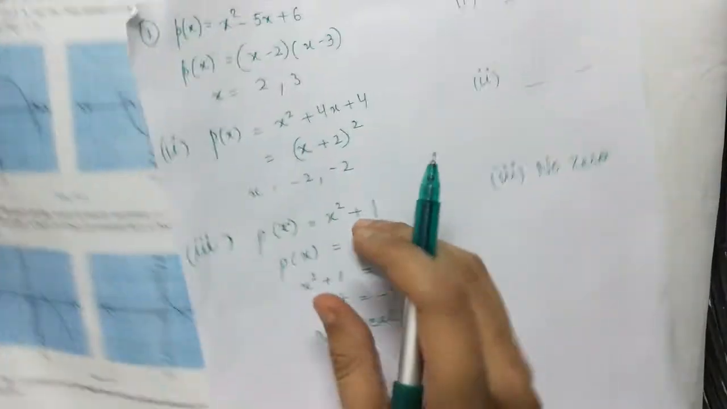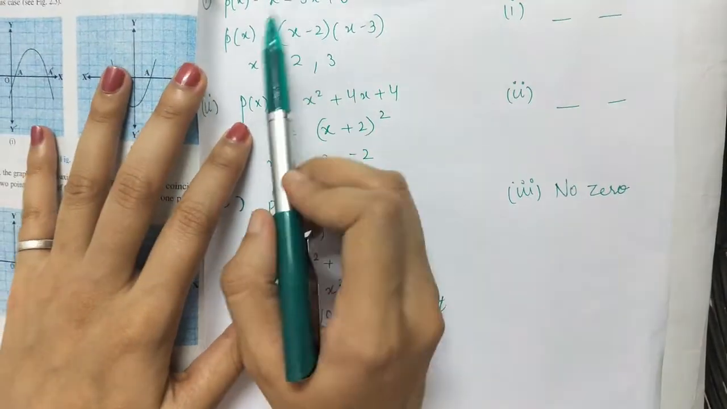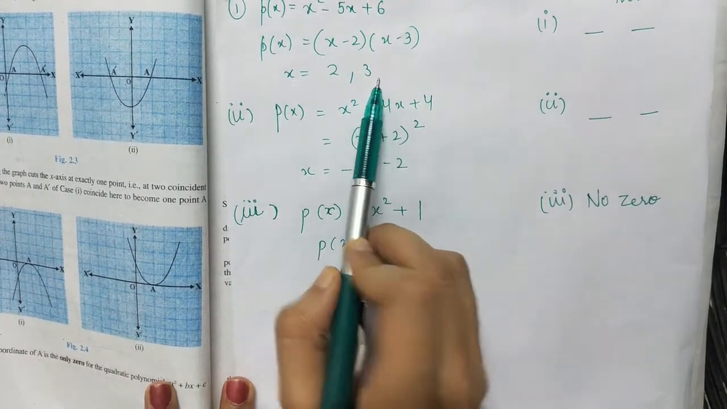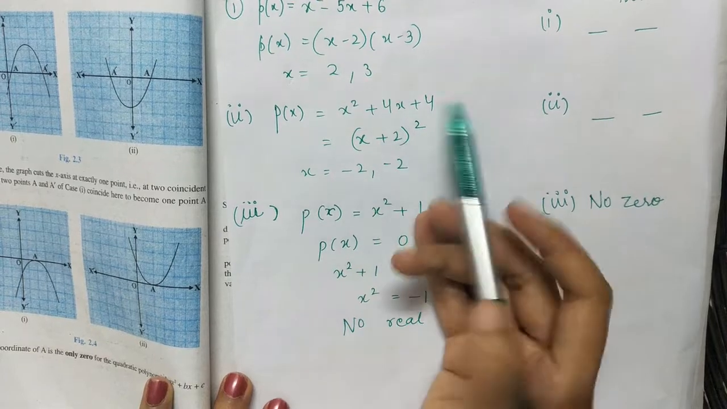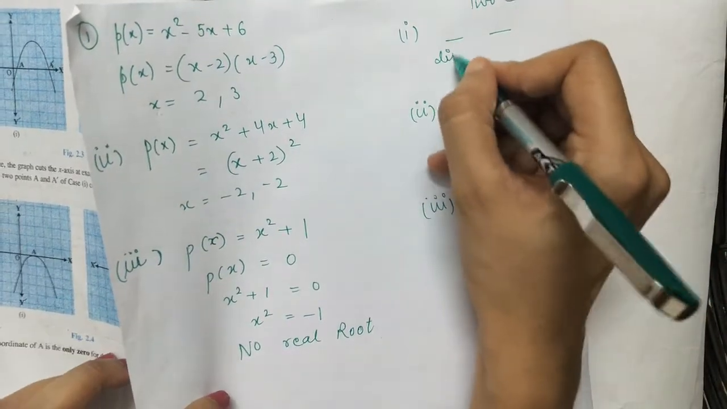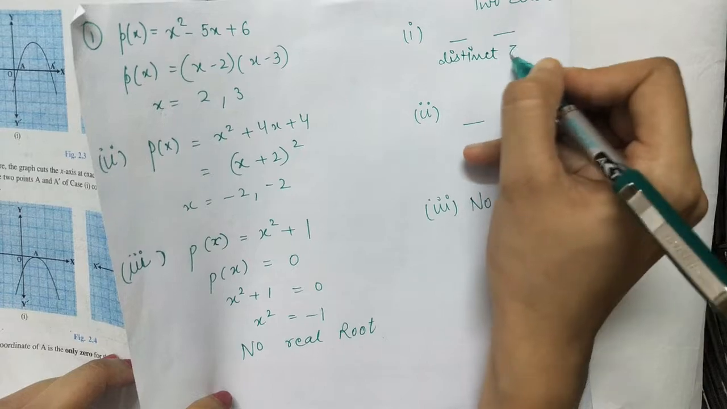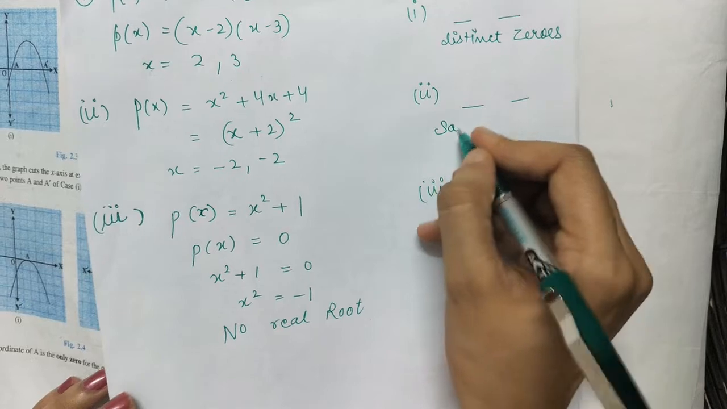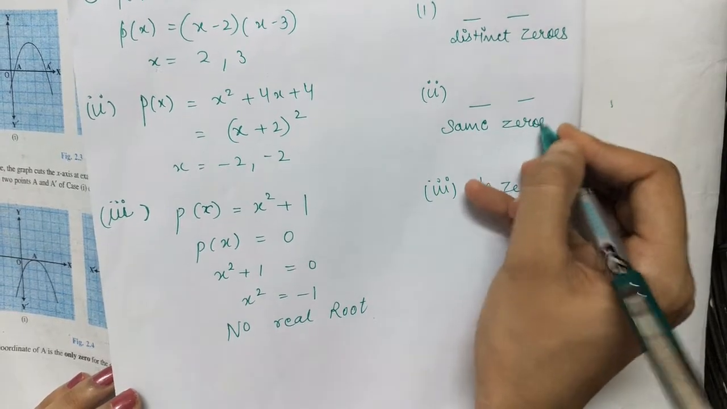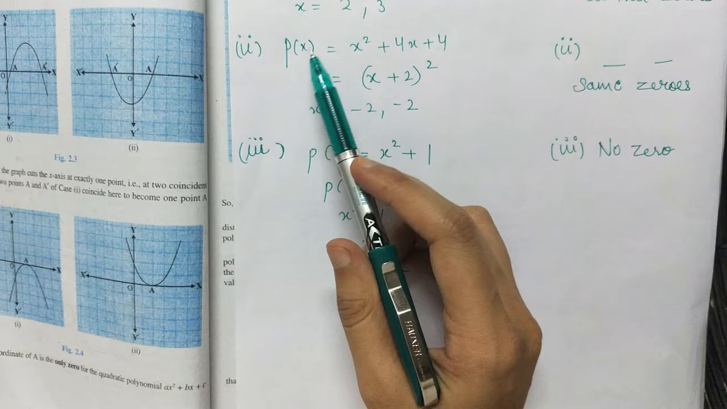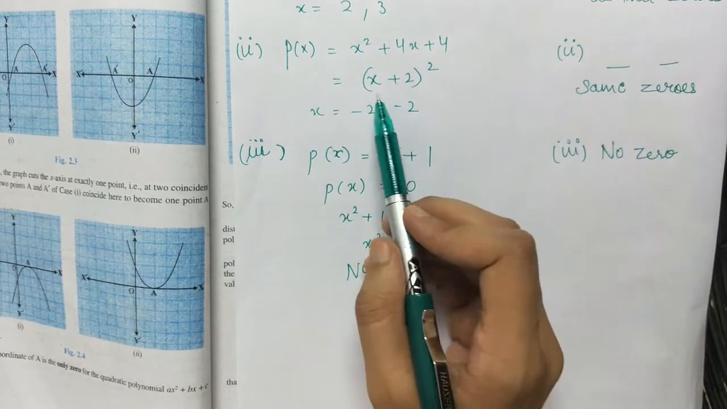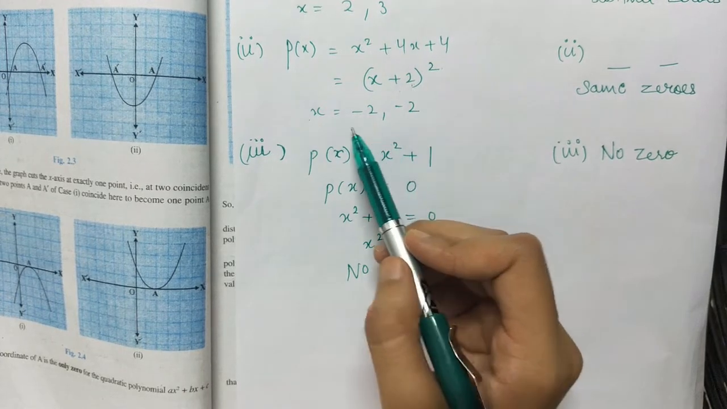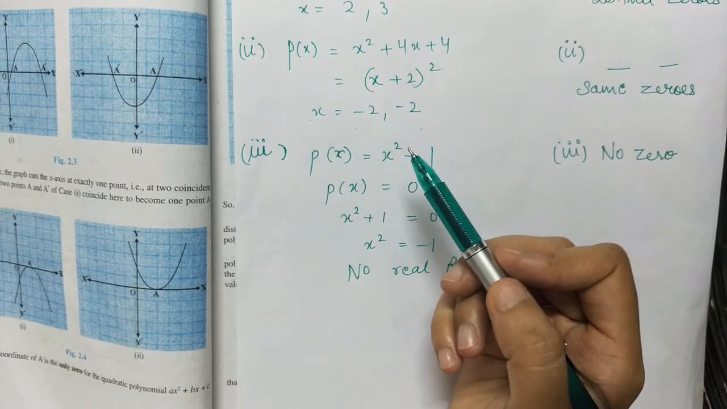If the polynomial is of the form x square minus 5x plus 6, you can split the middle term and you will find 2 zeros. The 2 zeros may be distinct. And the second case is when you get the same zeros. In the polynomial x square plus 4x plus 4, this becomes (x plus 2) whole square, and it has only 1 zero, minus 2 and minus 2, same and repeated zeros.